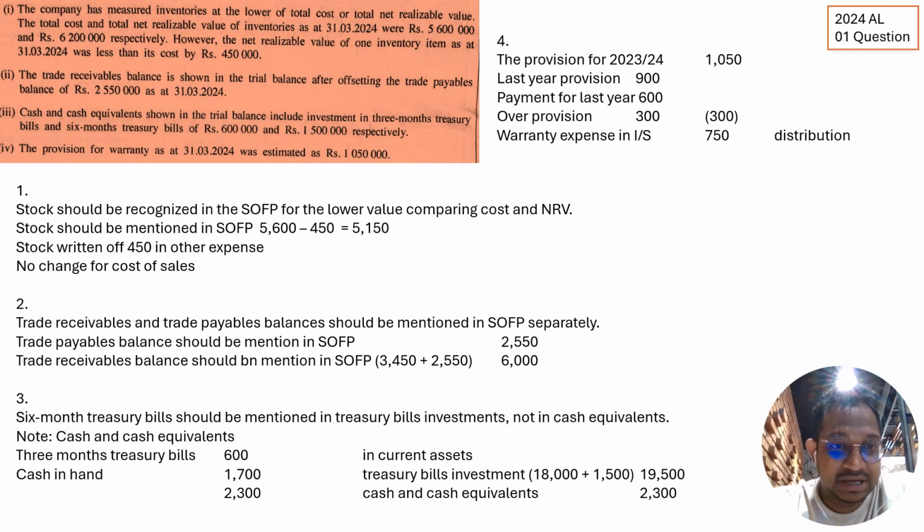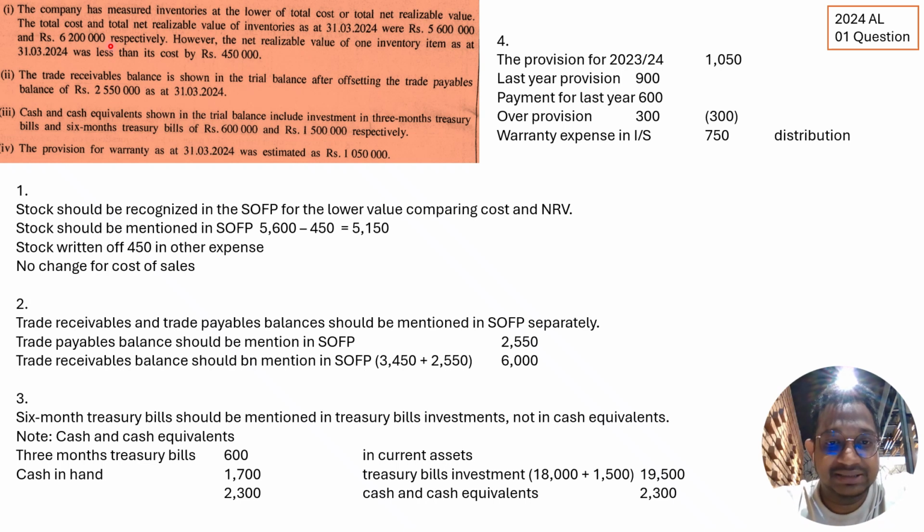So let's see. First thing, the company has measured inventories at the lower of total cost or NRV. The total cost and the total NRV are given here as 5,600 and 6,200 respectively. By comparing those two, 5,600 is the amount that you have to record in your books, in both places, in the cost of sales and inventories in SOFP.